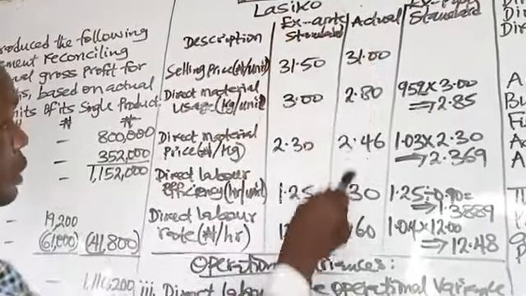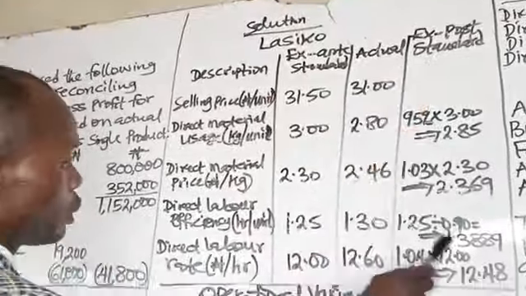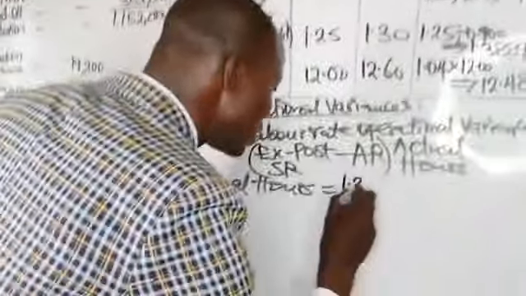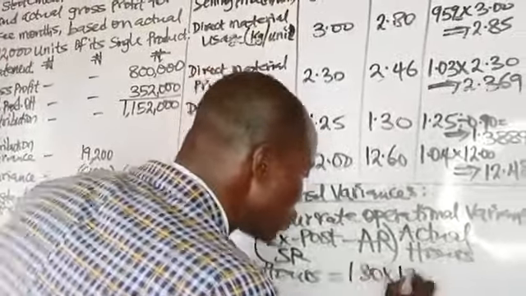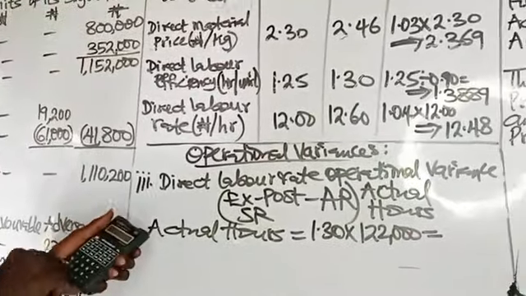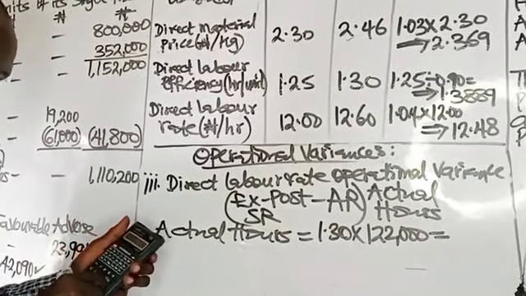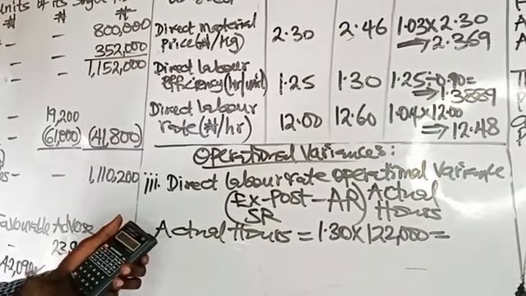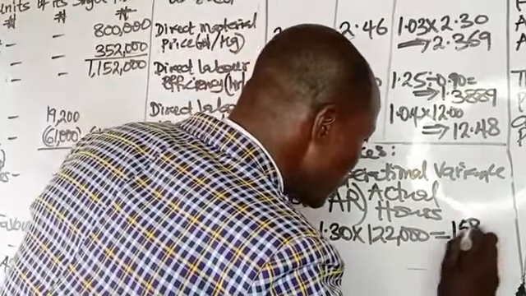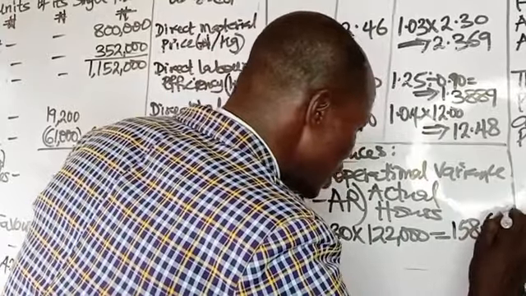This is actual. This is ex-post. Therefore, actual hour is 1.3. 1.30 times 122,000. So we have 158,600 hours.